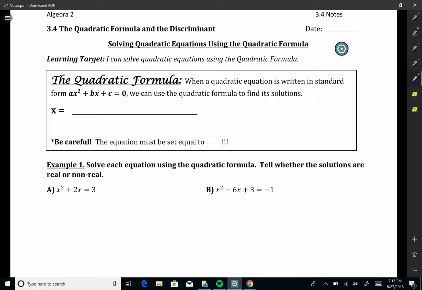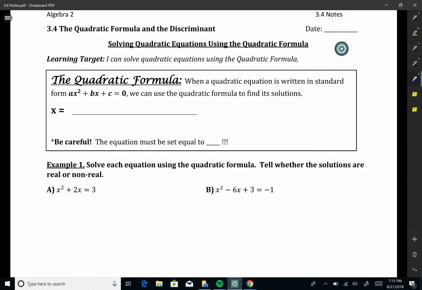Hi guys, welcome to section 3.4, the quadratic formula and the discriminant. Now, you definitely should have learned the quadratic formula in Algebra 1, but you did not have the opportunity to get imaginary or non-real solutions. So we're going to review the quadratic formula, solve, and be aware that some of our solutions may have i's in them. So our first learning target is I can solve quadratic equations using the quadratic formula.